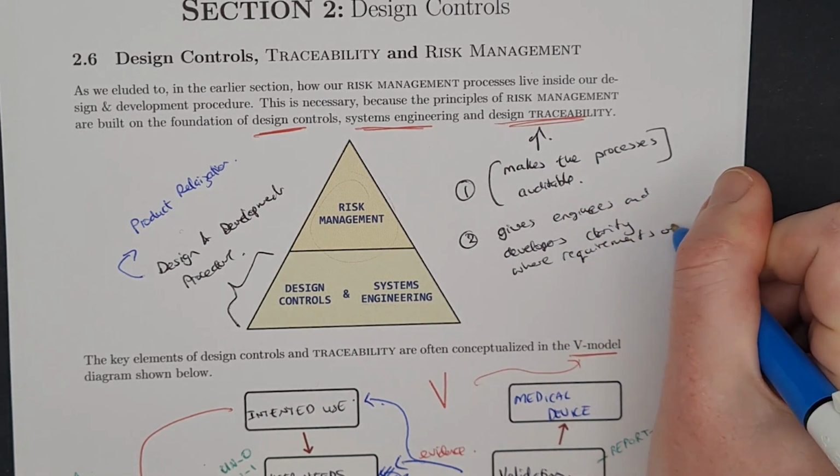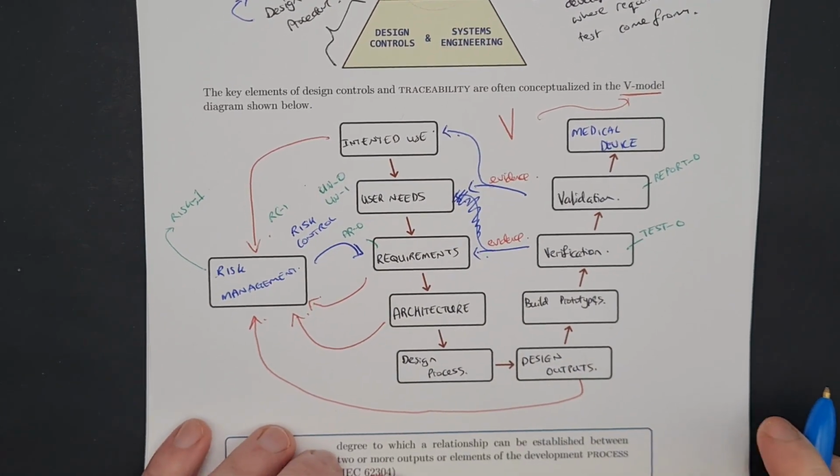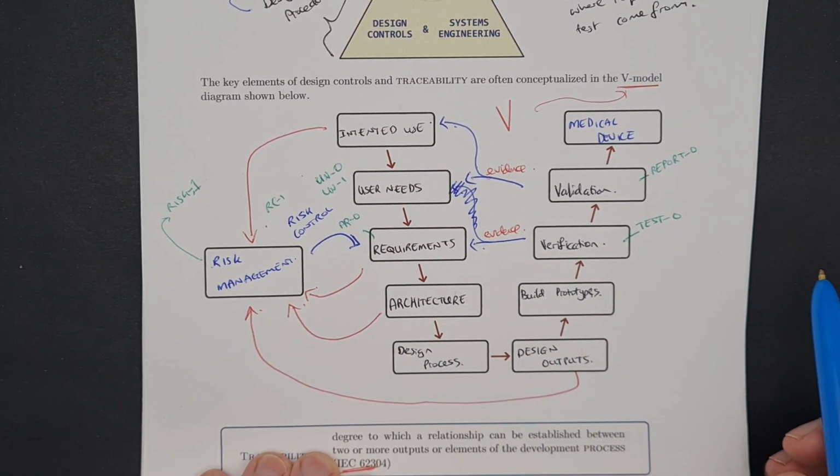So that is design traceability in a nutshell, and design controls and systems engineering. And I think I'll conclude this lesson here, and I shall see you in the next.